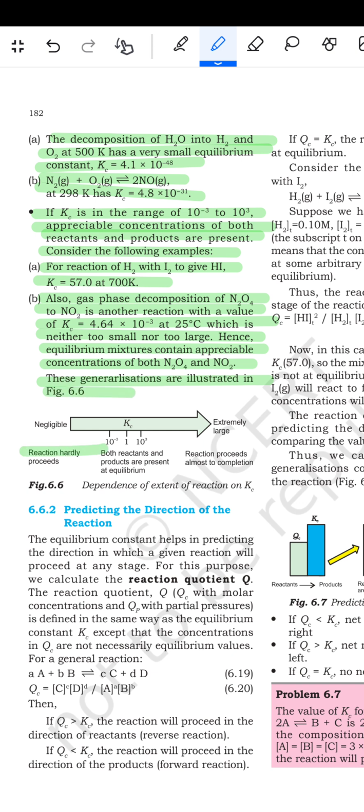तो रिएक्शन हार्डली प्रोसीड्स अगर Kc कम रहेगा, तो 10 के पावर माइनस 3 से 10 के पावर 3 के बीच में अगर Kc है तो both reactants and products are present at equilibrium.